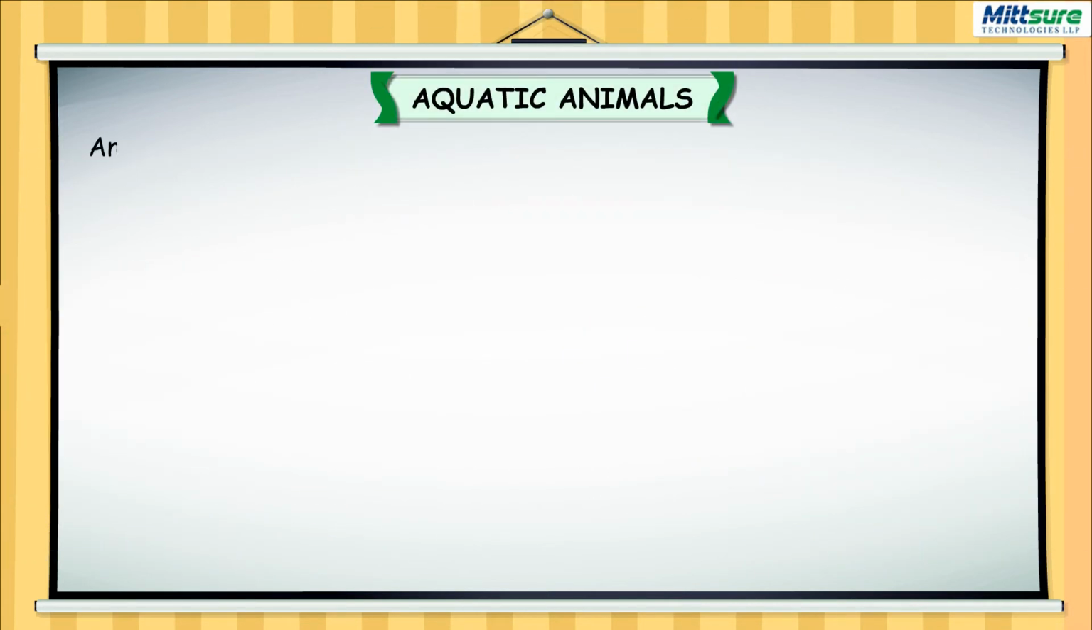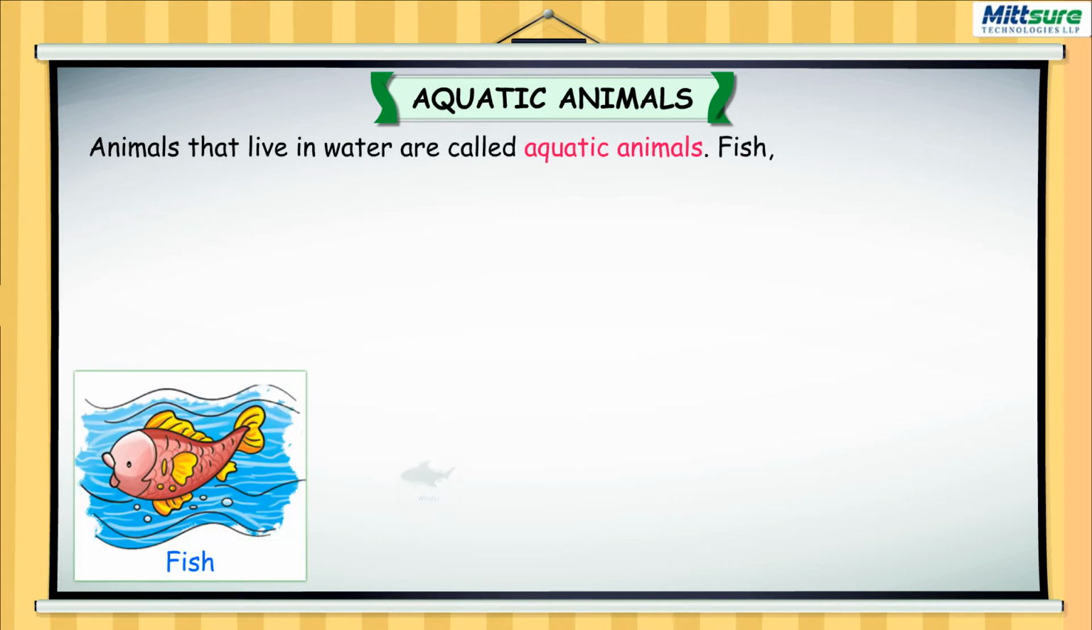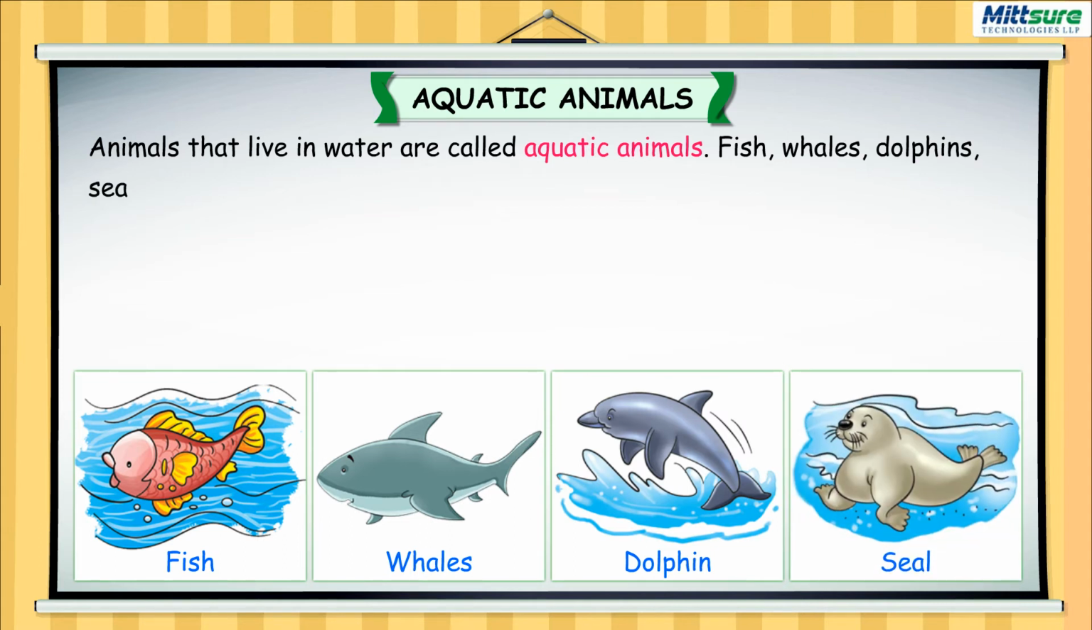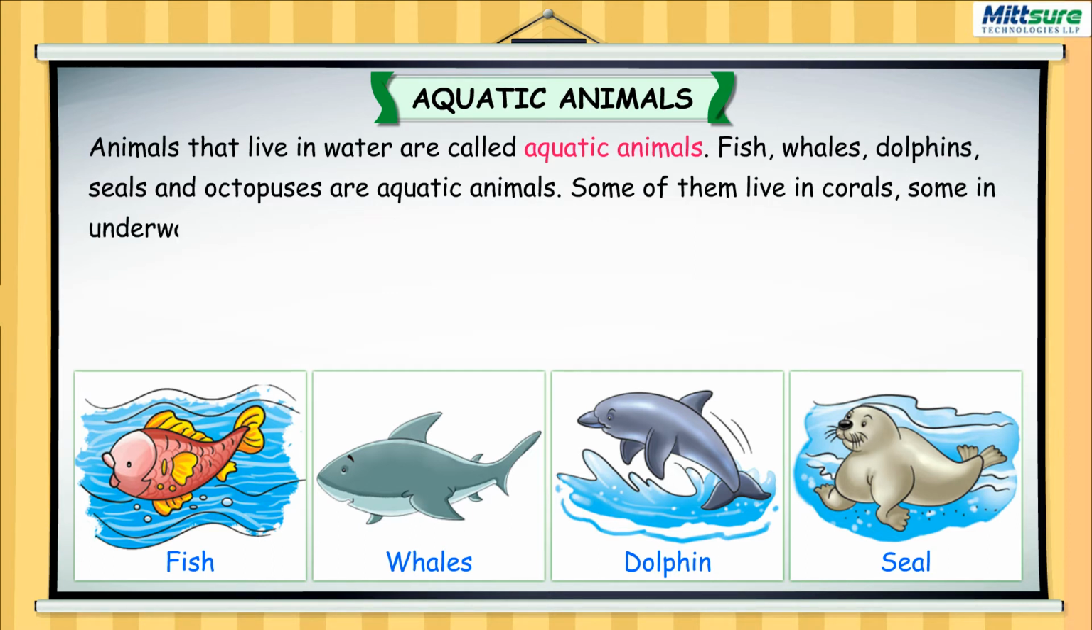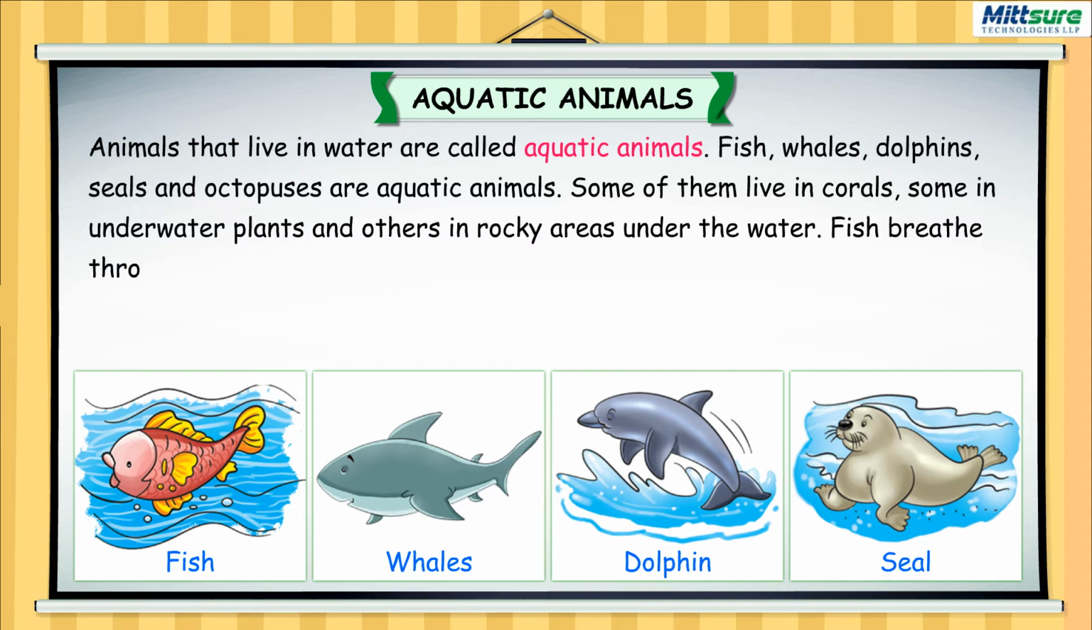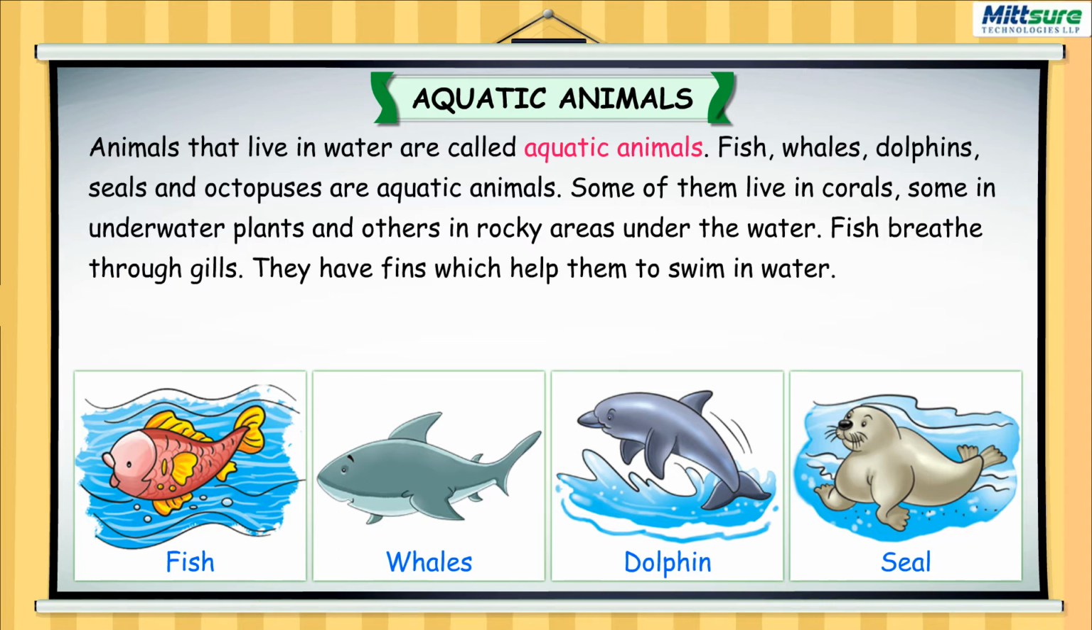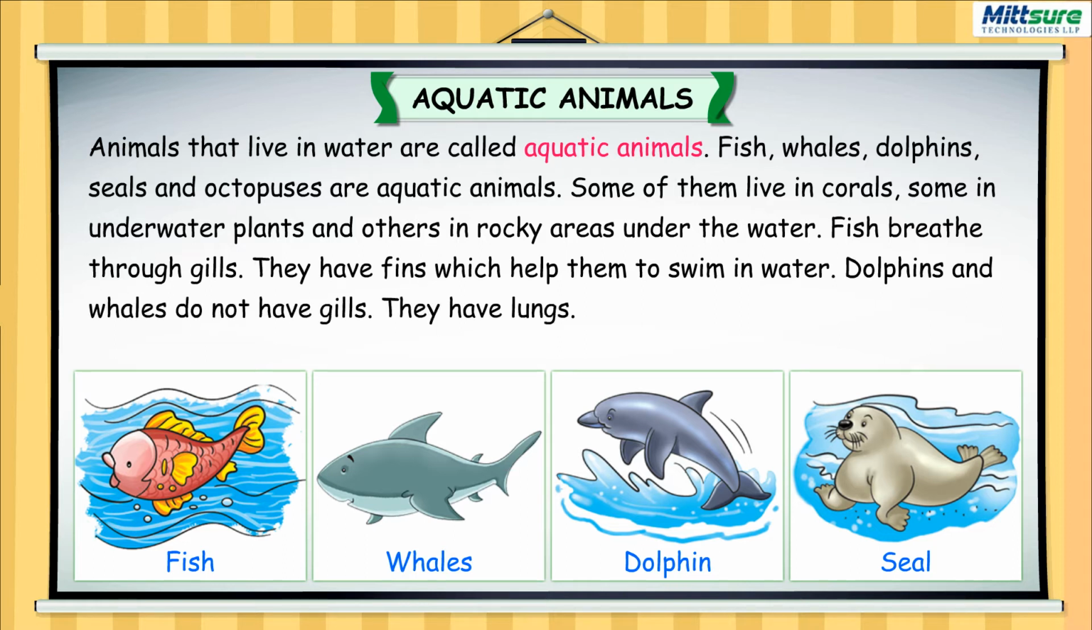Aquatic animals. Animals that live in water are called aquatic animals. Fish, whales, dolphins, seals, and octopuses are aquatic animals. Some of them live in corals, some in underwater plants, and others in rocky areas under the water. Fish breathe through gills. They have fins which help them to swim in water. Dolphins and whales do not have gills. They have lungs. They come to the surface of water to breathe.